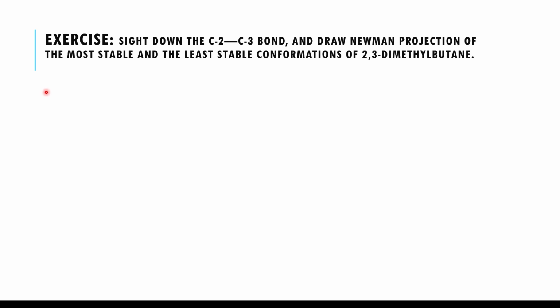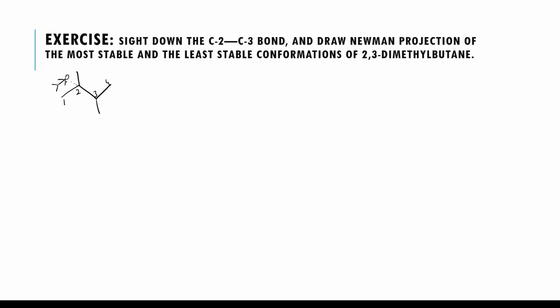In order to solve this question, we have to draw the skeletal structure of 2,3-dimethylbutane. So in butane we have 4 carbons, and on the second carbon we have a methyl, and on the third carbon we have another methyl group. And let's show the numbering of carbons. Then we have to sight this molecule through the second and third carbon. So there should be an observer looking through this second and third carbon.